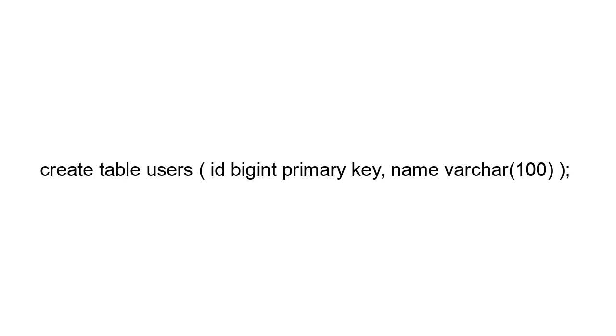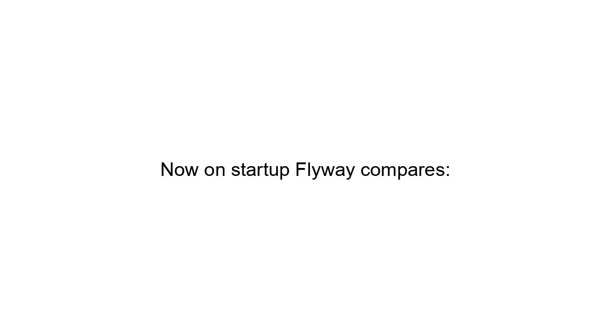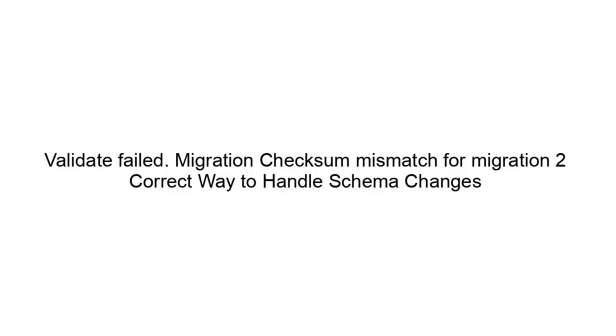Example scenario. Suppose you had this file, V2 create users table, and it originally contained: create table users, id bigint primary key, name varchar 100. Flyway ran it and stored a checksum. Later, you changed it to: create table users, id bigint primary key, name varchar 100, email varchar 150. Now on startup, Flyway compares the stored checksum from the old version with the new checksum from the edited file. They differ. So Flyway throws: validate failed, migration checksum mismatch for migration 2.